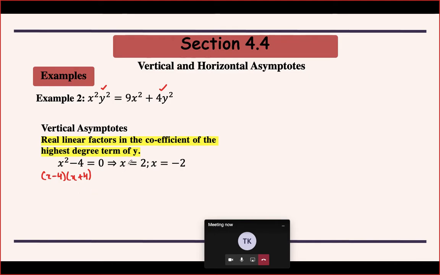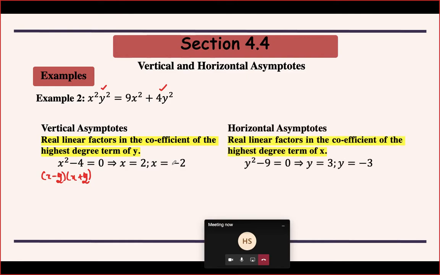Yes? Ma'am, it will be x minus 2 and x plus 2. Okay, sorry. Yes. X minus 2 and x plus 2. So both of them are linear, both are real when you find the roots. So you equate them to 0, get the roots, and these two expressions are going to give you the vertical asymptotes. So this particular function has two vertical asymptotes. One is at x equals 2 and one at x equals minus 2.